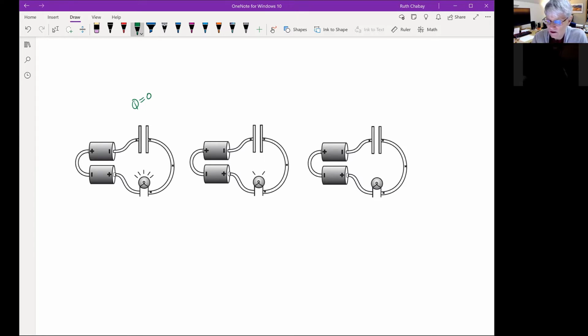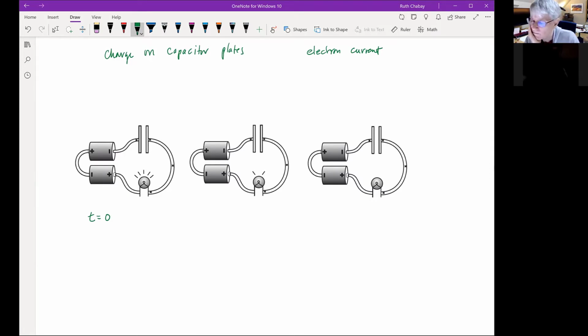So let's think about two things. Let's think about charge on the capacitor plates, and let's think about electron current, just to be very concrete. So this is at time t equals 0. We've just connected the circuit. We saw that the light bulb was definitely lit, but presumably there was no charge on the plates of the capacitor.